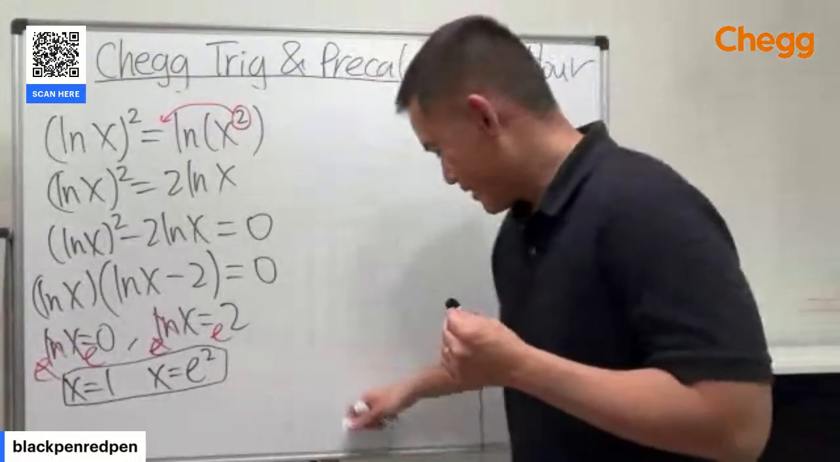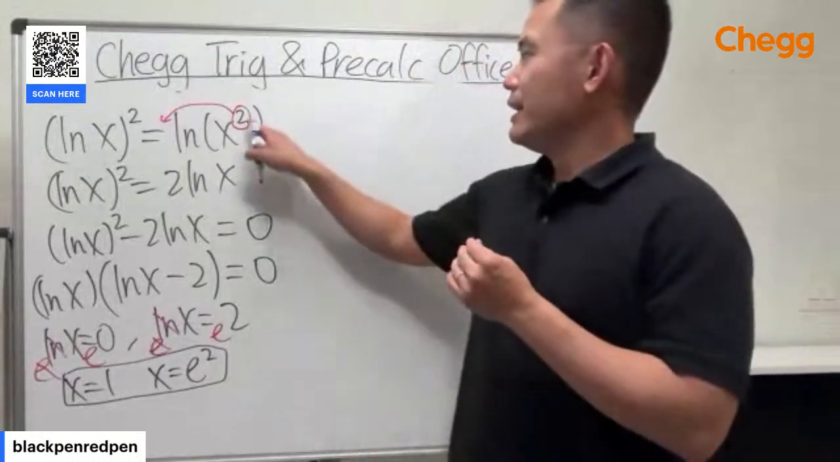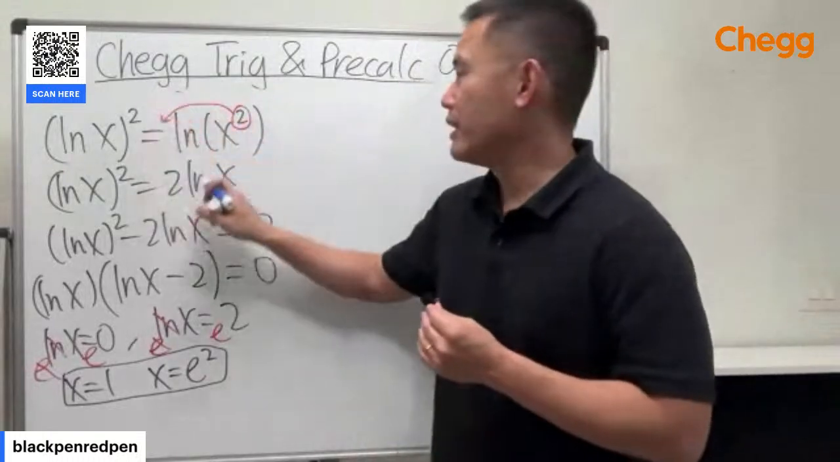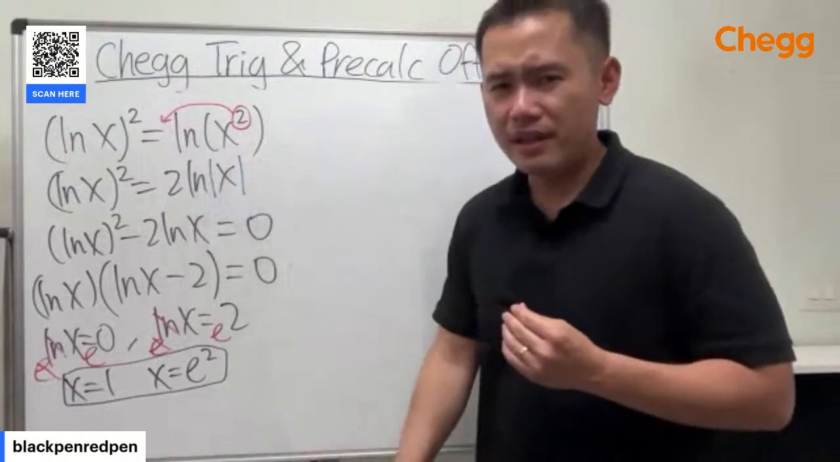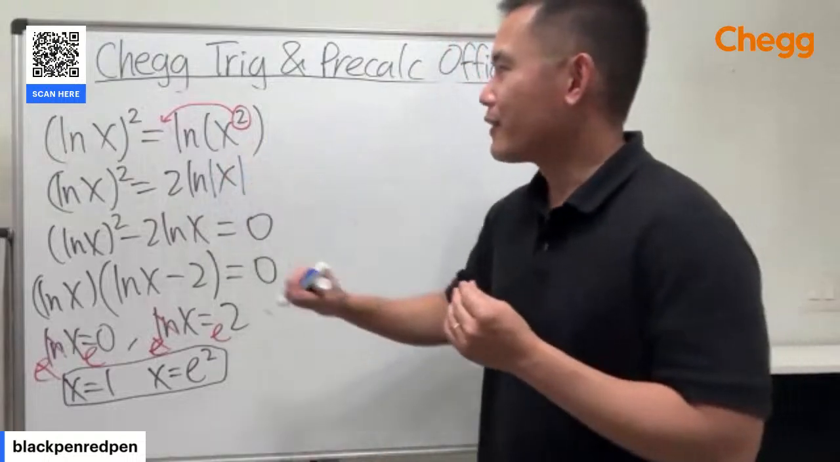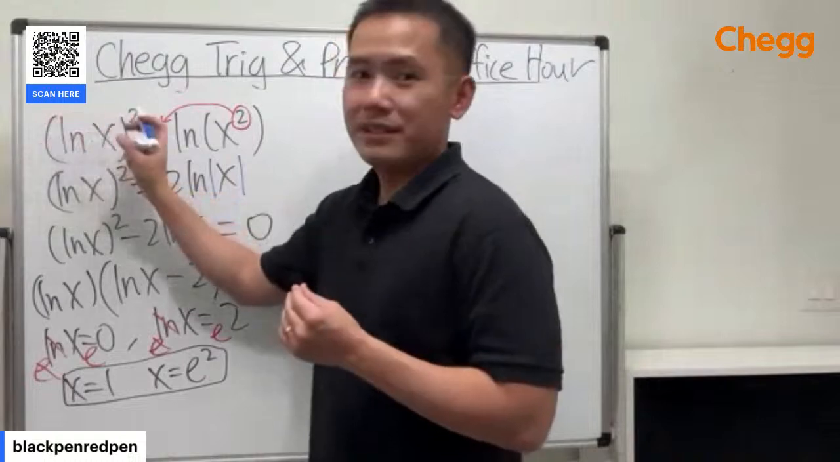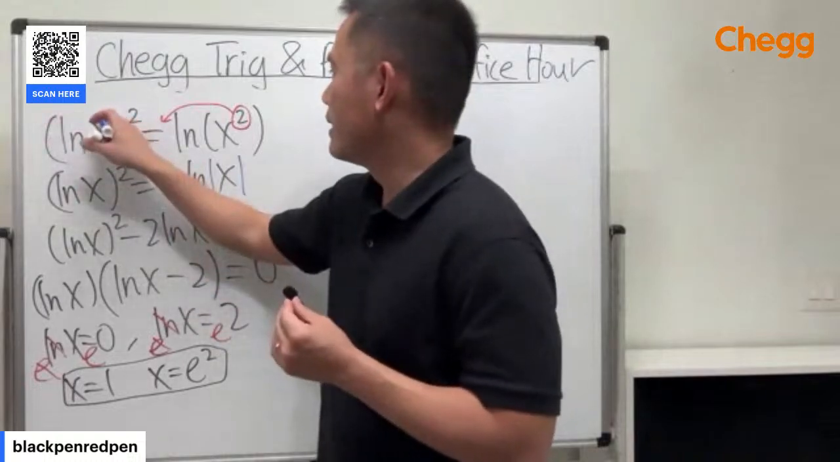Good catch. It is true that when you bring the 2 to the front, you should have the absolute value right here. Very good catch. However, because the equation was written this way in the first place, right?